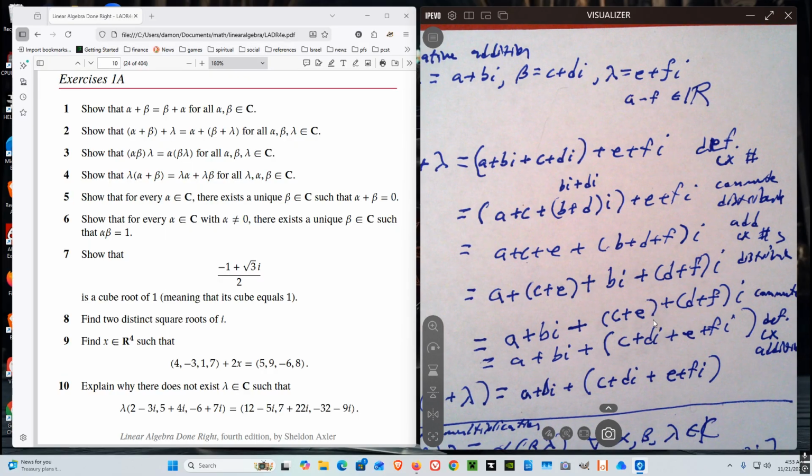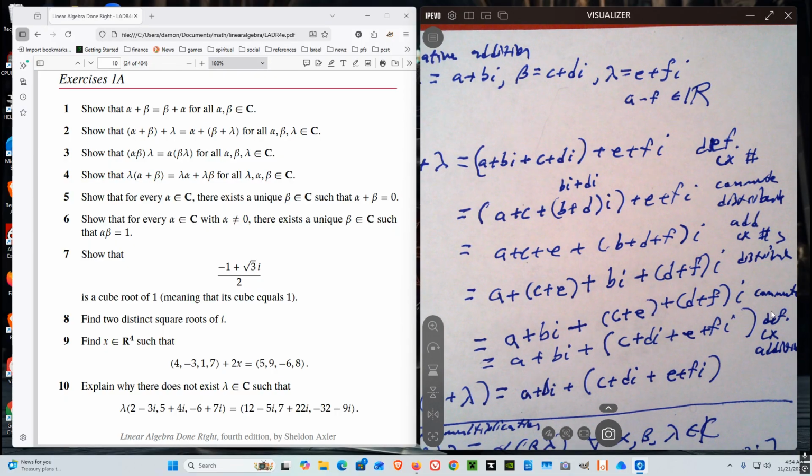And over here, you have the C plus E and the D plus F, two complex numbers that were already added first. What complex numbers were already added first? Well, this is C plus Di and E plus Fi. The definition of complex addition makes this equal to this. And so you have the second parentheses. That's pretty much the argument.